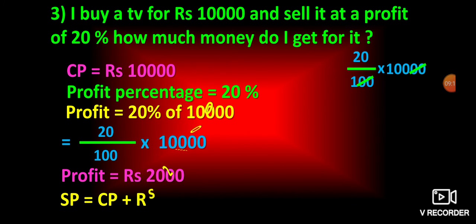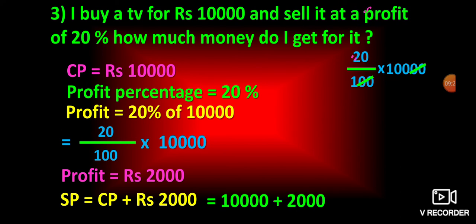Then next step is for finding selling price. SP equal to cost price plus 2,000. Cost price is 10,000 plus 2,000, that is 12,000. So selling price is 12,000. Profit here, so the number is greater than the CP. CP is 10,000. Selling price is 12,000.